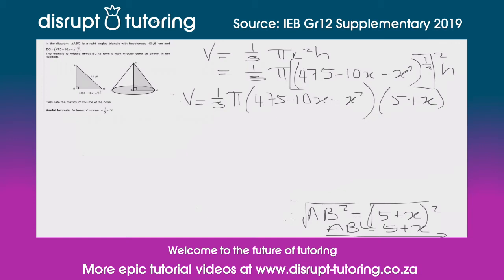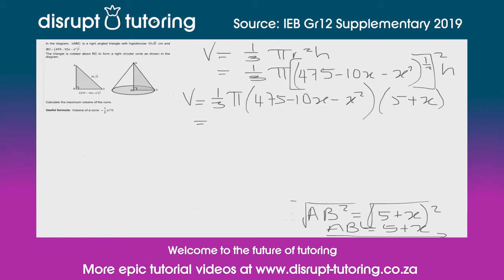Right, now we can times that out. And what we're going to do there is we're going to use our type of FOIL. But in this case, we're going to multiply that by both terms in that bracket. We're going to multiply that by both of those in that bracket. Then we're going to multiply that by both of those in that bracket.